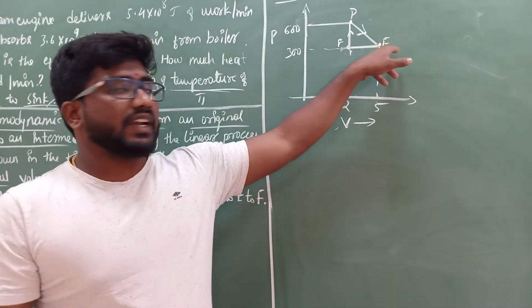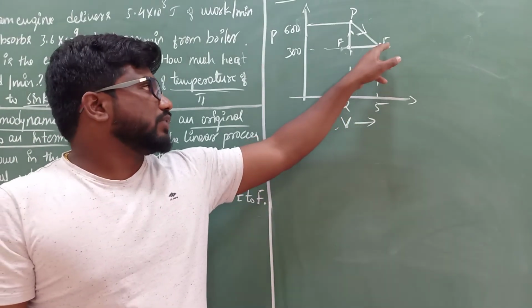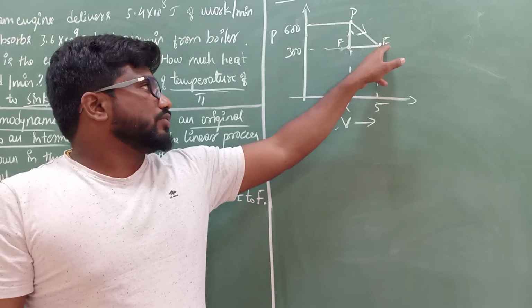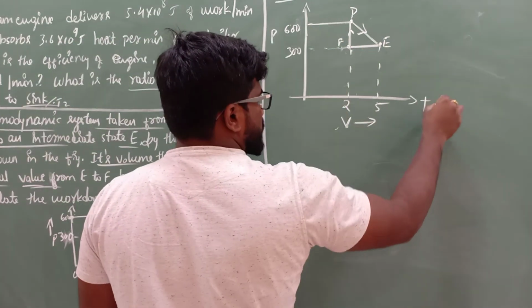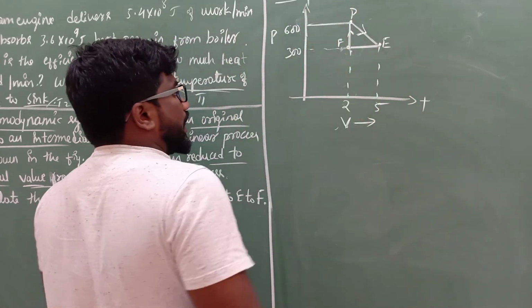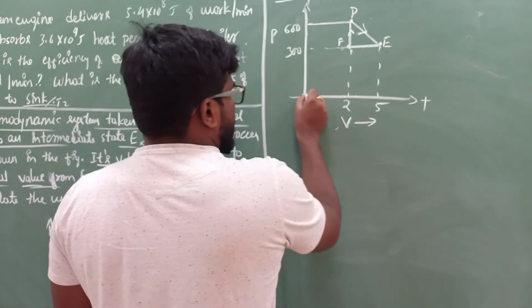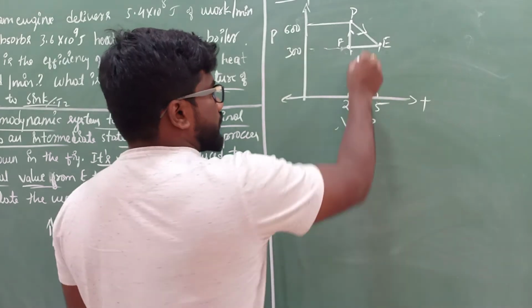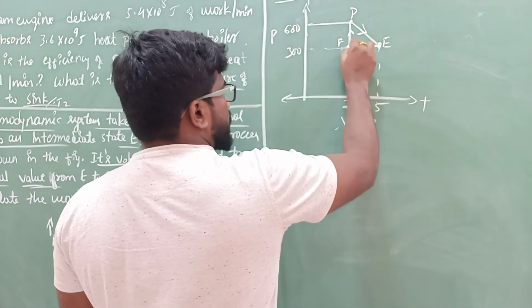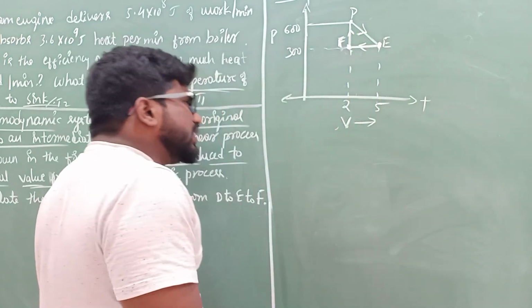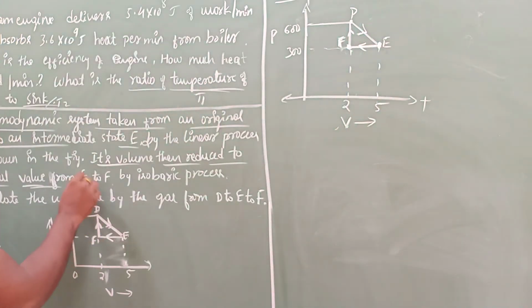Initially its volume is at E, then it reduces from E to F. See, when you look at this value, when it goes to the positive x-axis, the value increases. When you come to the negative x-axis, the value decreases. So this will be the direction. Initially it is at point E, then it comes to the point F. So that is what they have given in the question.